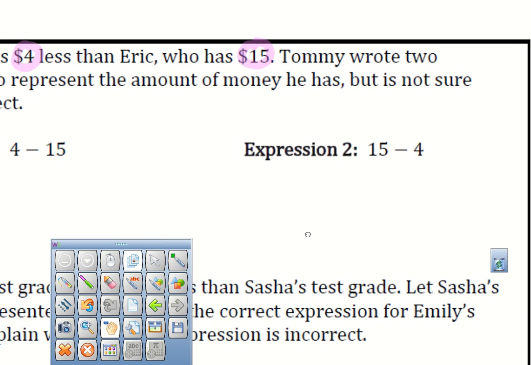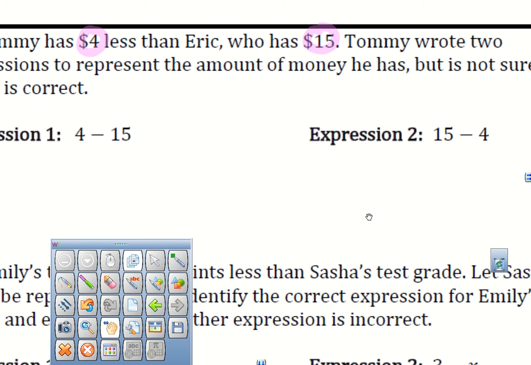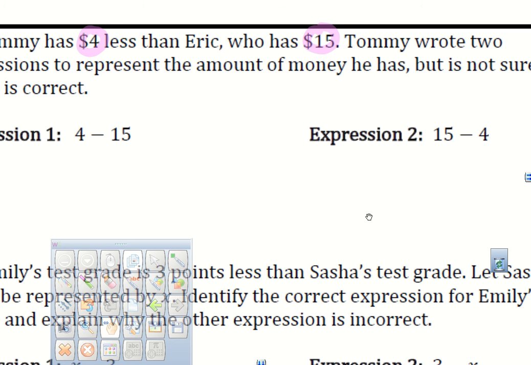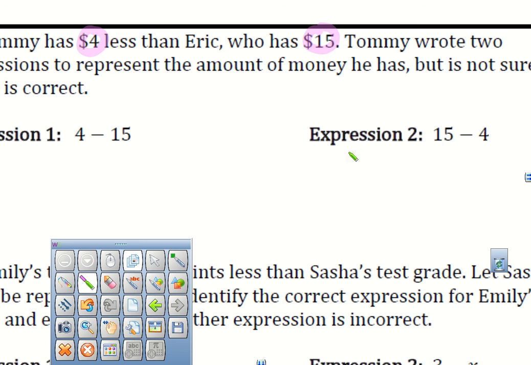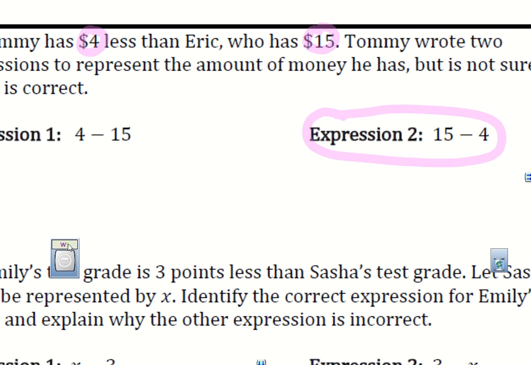Take a moment, circle which expression you think is correct. $4 less than Eric. Good, you guys. It is the second expression. Who has $15? So expression 2 is the correct expression here. If you were confused, solving them would help to make sense of the problem.